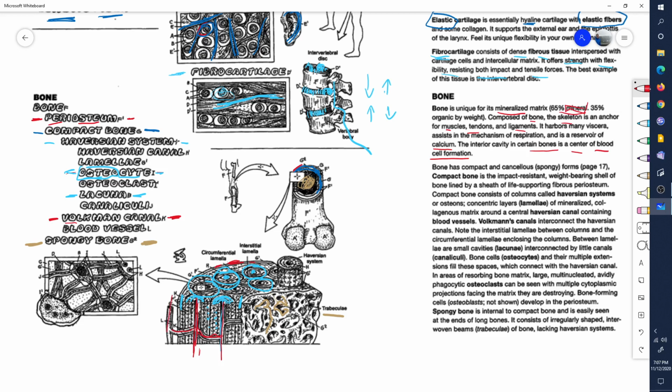Here's the blood vessel outside the bone. See, the inside of your bone needs nutrients as well. How do the nutrients get there? Well, through the blood, through the Haversian canals and Volkmann's canals.